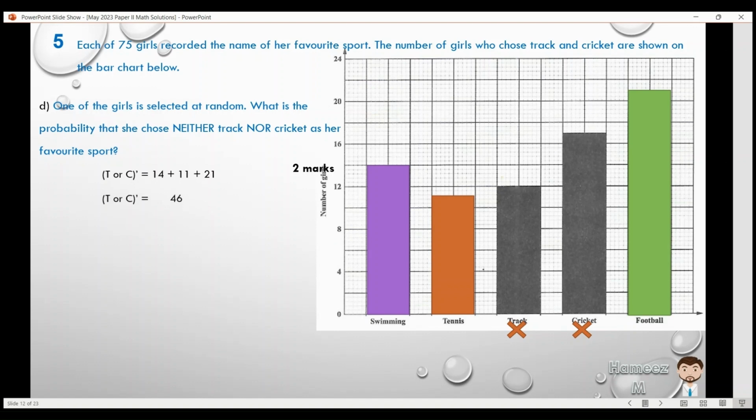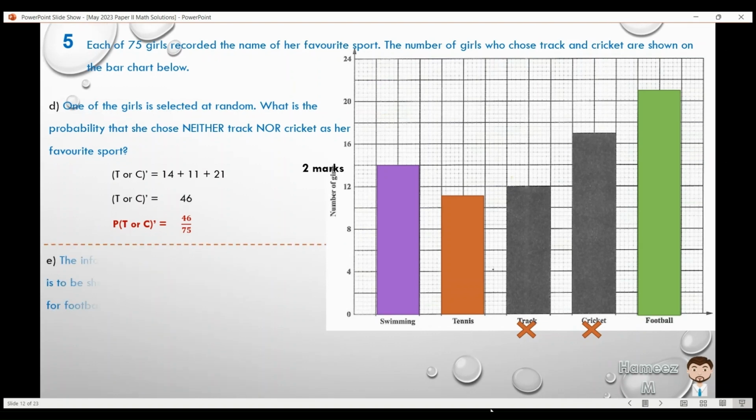So what is the probability that she chose neither track or cricket? 46 students chose that. And probability is a fraction, so it'll be 46 out of 75 girls in all. Going to the next part, where it says the information on the favorite sport of the 75 girls is to be shown on a pie chart. Calculate the sector angle for football.